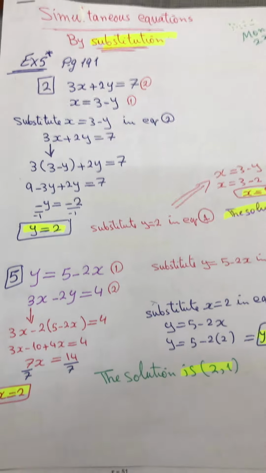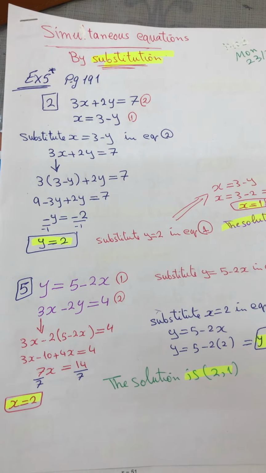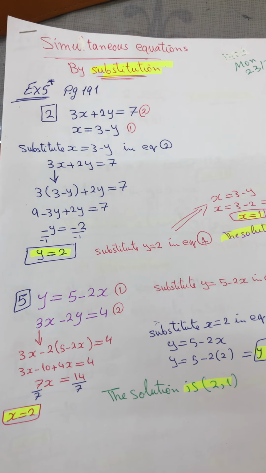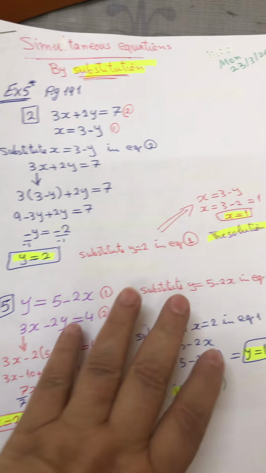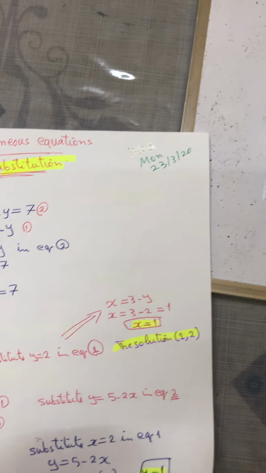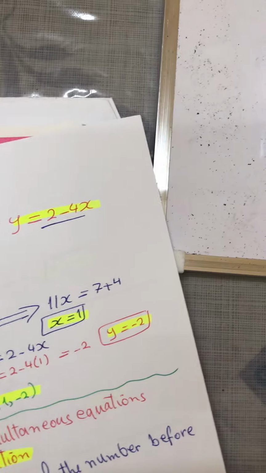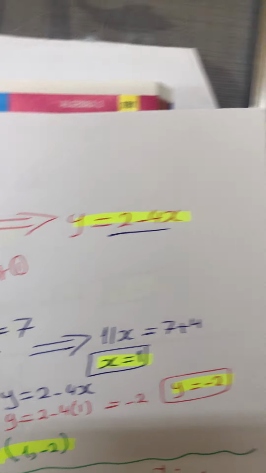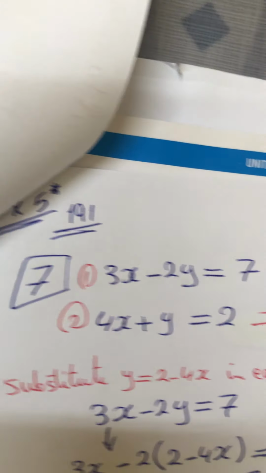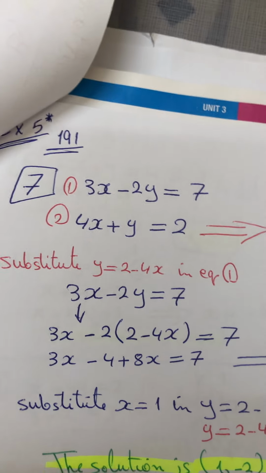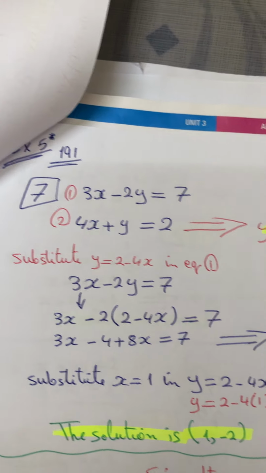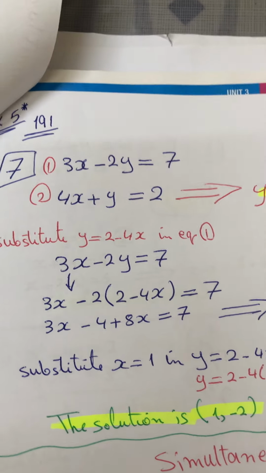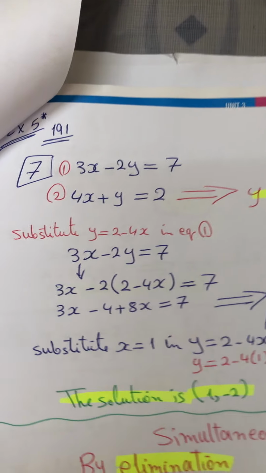Okay, so here you have question number 5, exercise 5 star, page 191. Also, I'll take number 7 from exercise 5 star, page 191, exercise 7. Attention, problem number 7, sorry. Exercise 5 star, problem number 7.